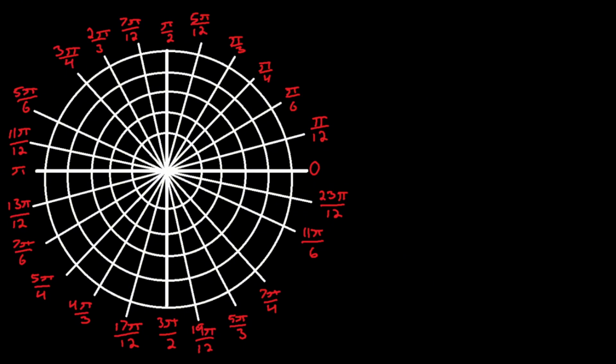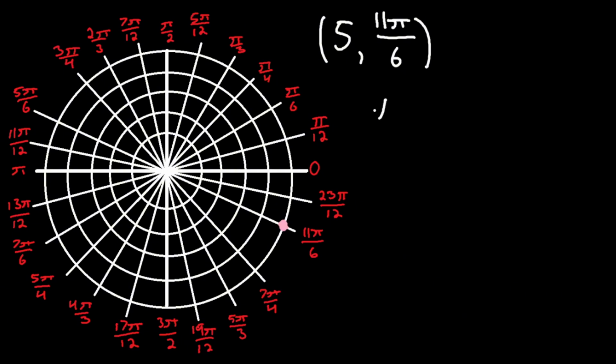So let's pick a better color. Let's pick pink because that's fun. Let's go ahead and look at this point right here. So this point's on the 5th ring, therefore the magnitude is 5, and the angle is 11 pi over 6 radians.